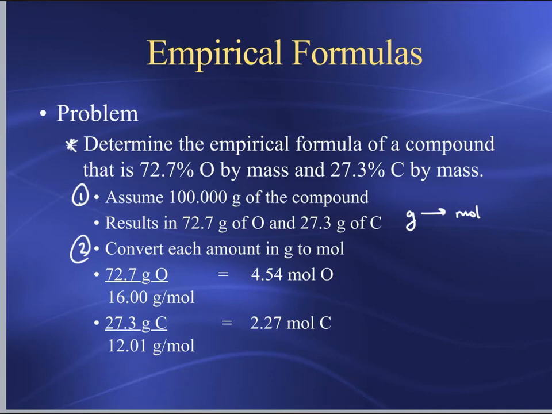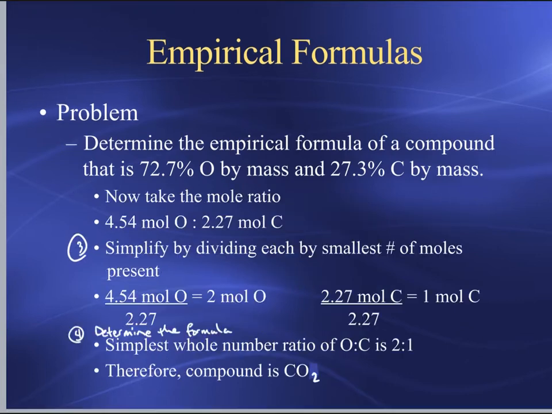We're then going to take those numbers and use them for step 3. We look at them as a ratio, 4.54 to 2.27. Step 3 is to simplify by dividing each by the smallest number of moles present. The smallest number of moles present in this example was 2.27. So we take 4.54 divided by 2.27, and we get 2, and 2.27 divided by 2.27 is 1. So we end up with a ratio of 2 oxygens for every 1 carbon.